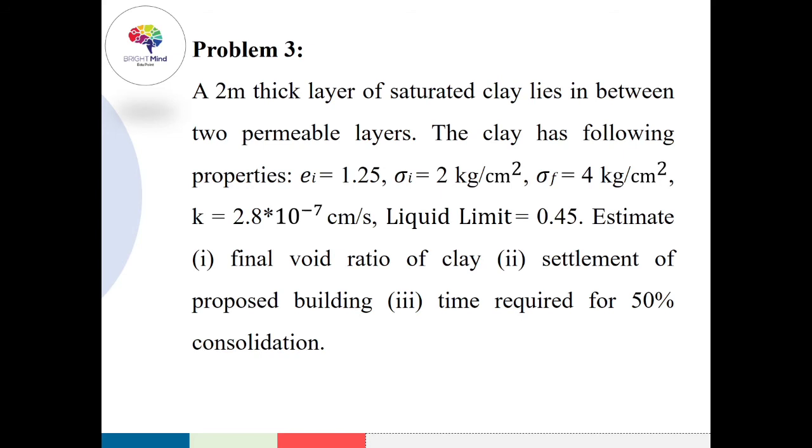Also, the liquid limit of the soil is mentioned as 0.45, that is 45%. So using the given data, we have to find out the final void ratio of the clay soil, the settlement of the proposed building, and the time required for 50% consolidation. So we'll see how we can find out.